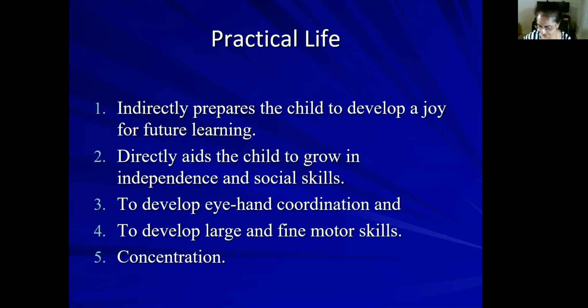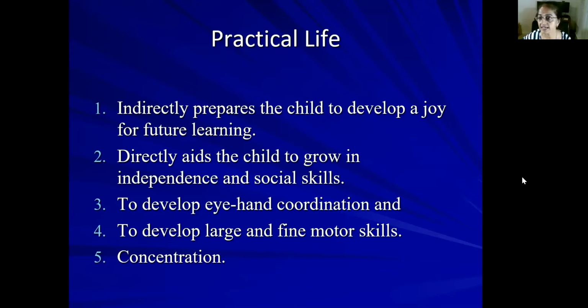Practical life. Practical life indirectly prepares the child to develop a joy for future learning. Directly aids the child to grow in independence and social skills, to develop eye-hand coordination, and also develops the large and fine motor skills, and of course, concentration.